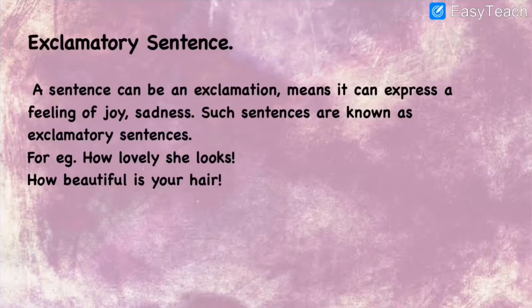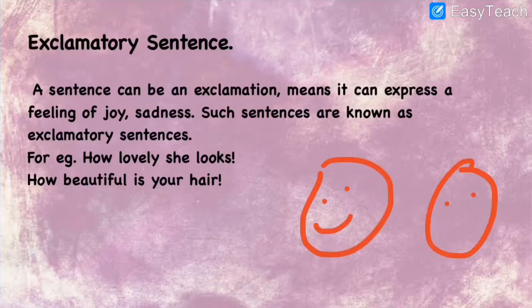Last, exclamatory sentence. A sentence can be an exclamation also, meaning it can express a feeling of joy or sadness. Such sentences, joy or sadness, are known as exclamatory sentences. For example, how lovely she looks, how beautiful is your hair.